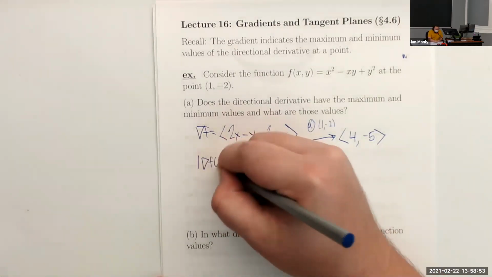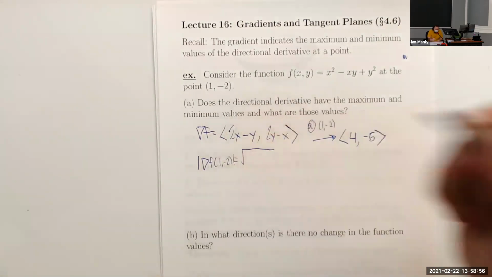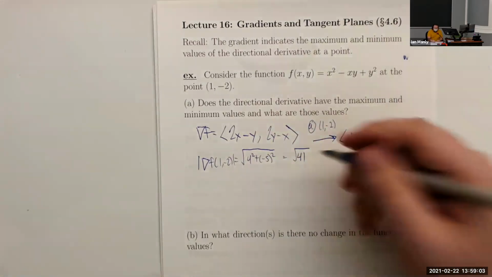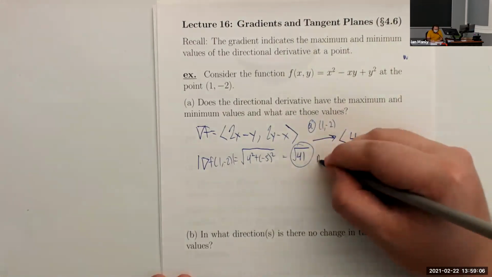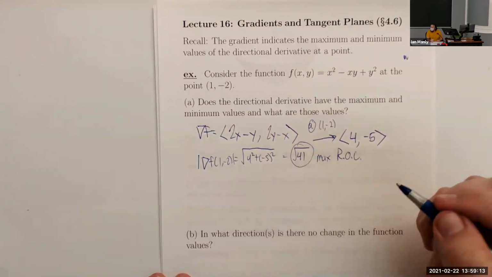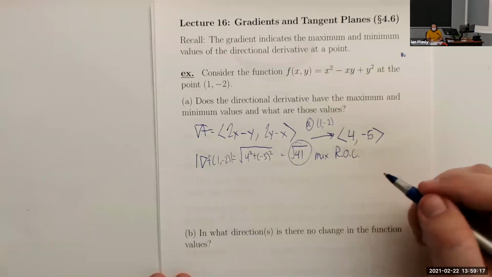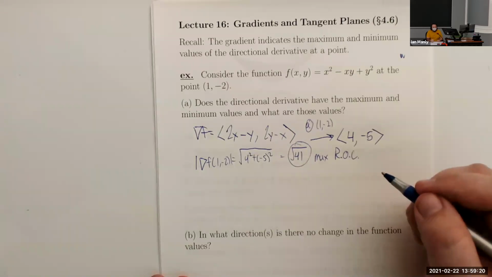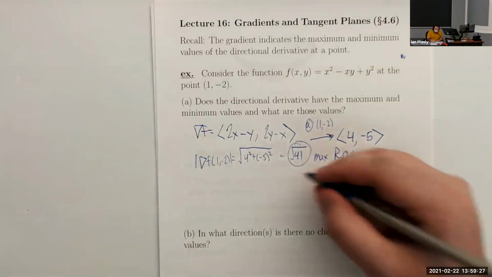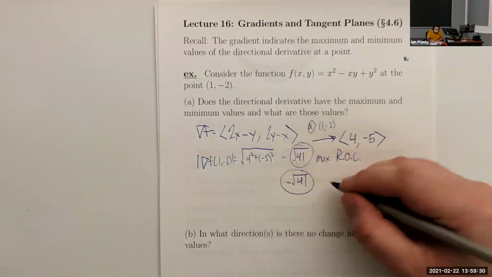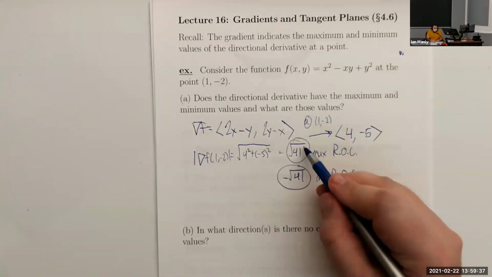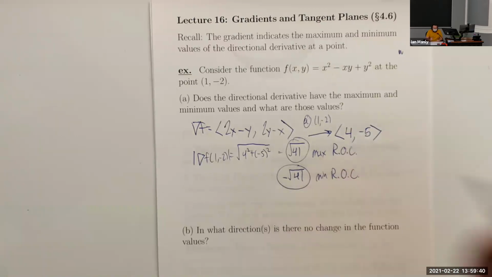And the magnitude of my gradient at that point is the square root of 4 squared plus negative 5 squared, aka the square root of 41. So this is going to be my maximum rate of change. And then what is the minimum rate of change going to be? Not 0, minimum as in like lowest valued number. Yeah, negative square root of 41, that's right. So if we can go up the hill that's this steep, we can also go down that very same hill that's also this steep.